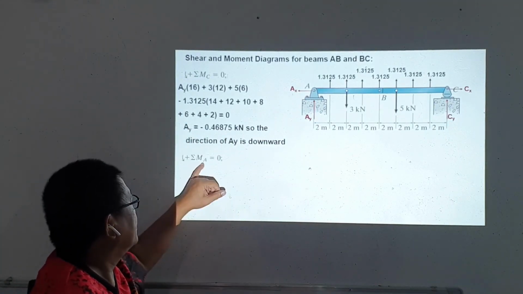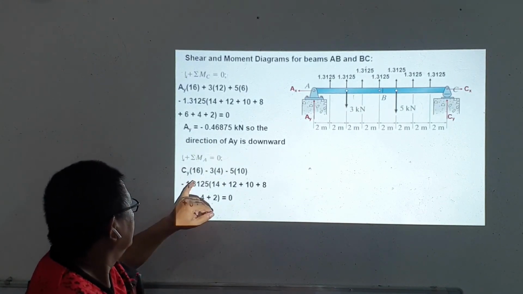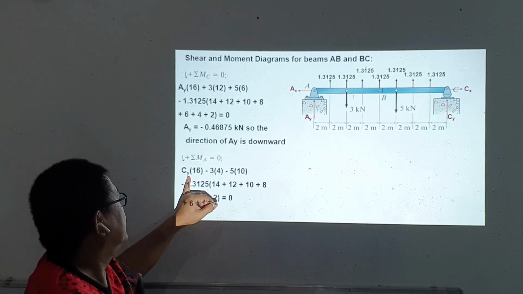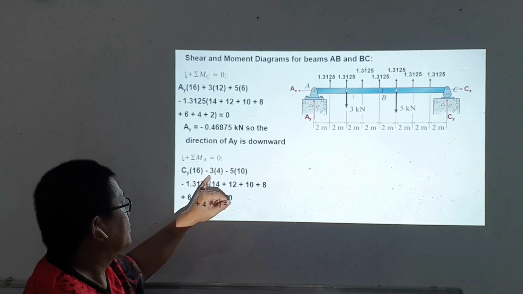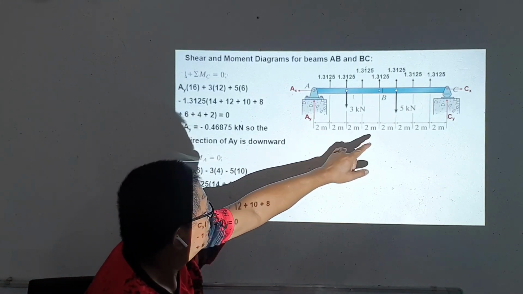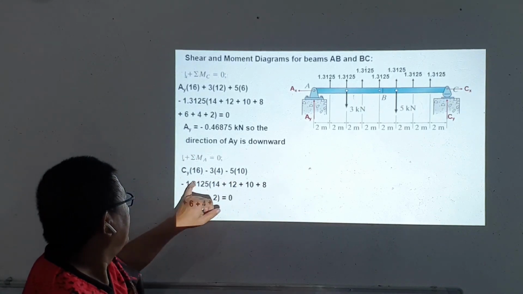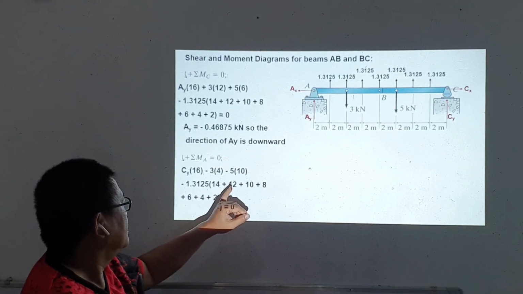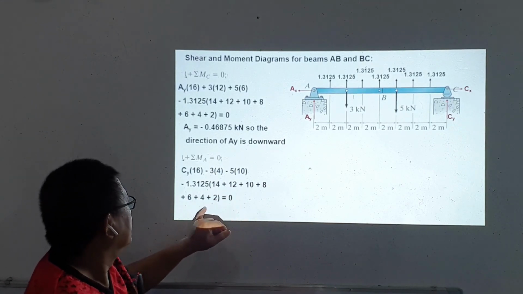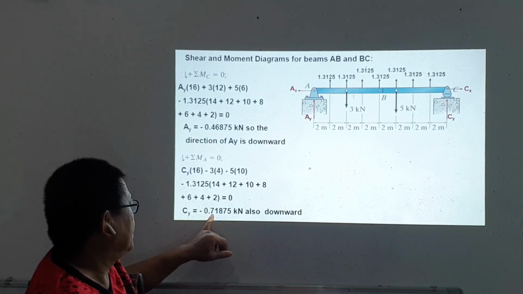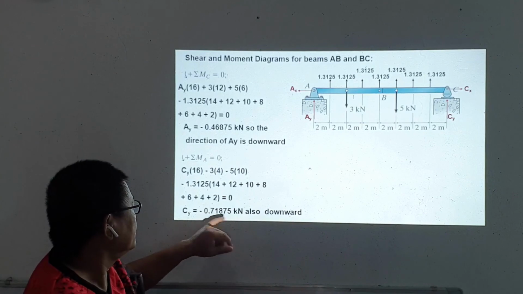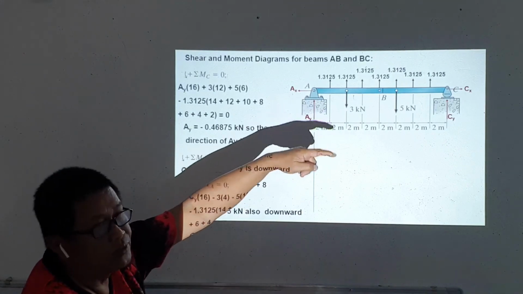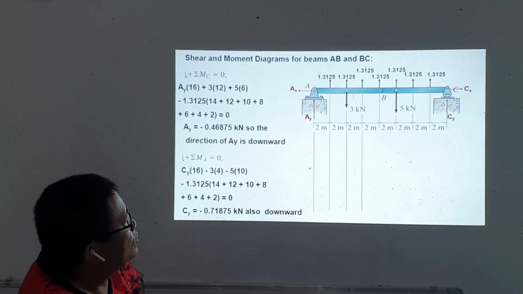Then the sum of moments at A equals 0 to solve for Cy. We also apply the known forces in the hangers. Cy times 16 minus 3 times 4 with an arm of 3, then 5 times 10, minus the load of the hangers with the arms from point A. Then we get the value of Cy as a negative value, also downward. Again, because Cy is assumed to be directed upward but the result is negative, it should be downward. So we now draw the shear and moment diagrams.